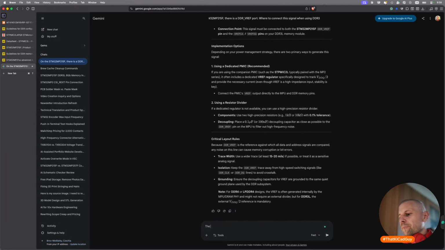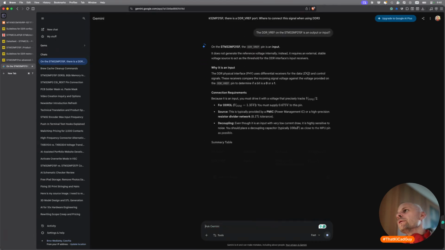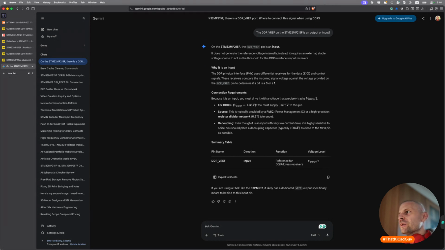The DDR VREF on the STM32MP215F is an output or input? It is an input. It does not generate the reference voltage internally. Instead, it requires an external stable voltage source to act as the threshold for the DDR interface input receivers. Because it's an input, you must drive it with a voltage that precisely tracks.